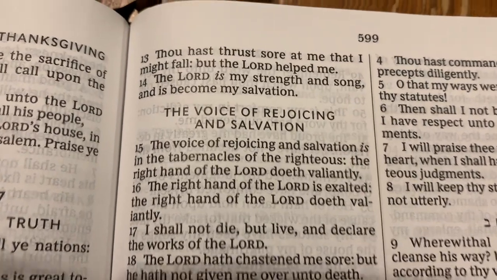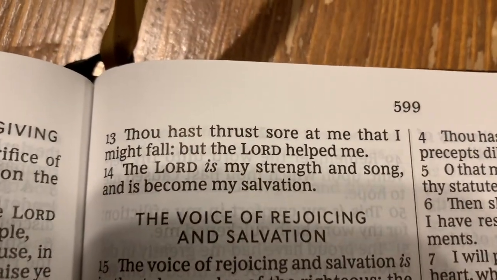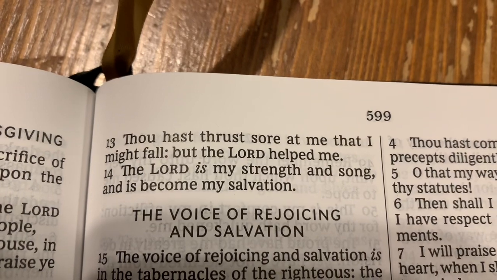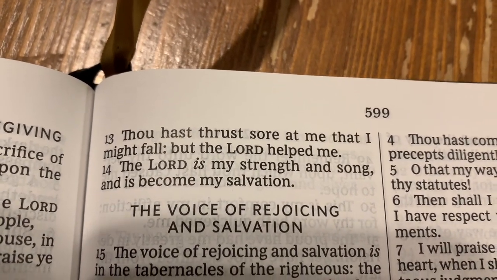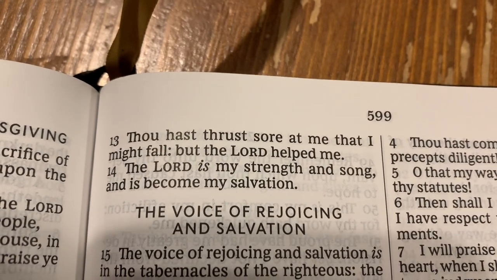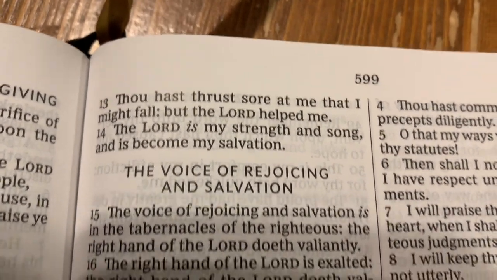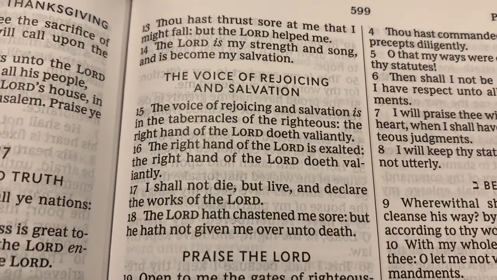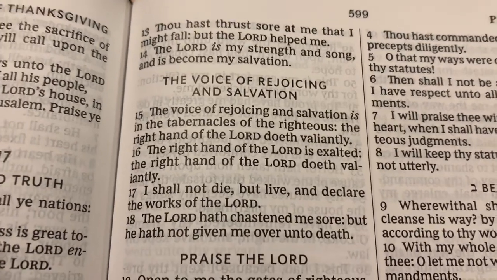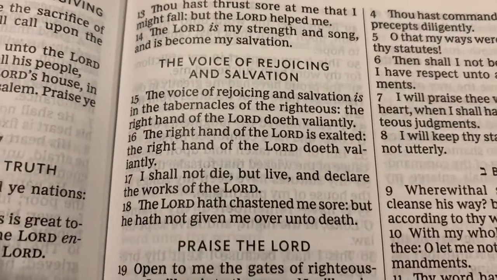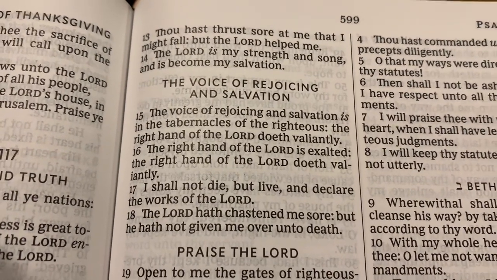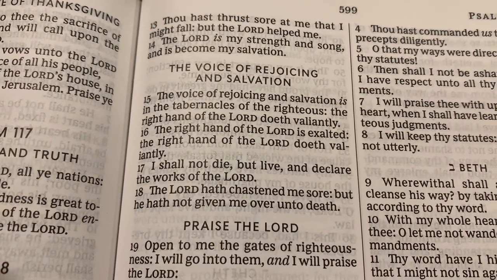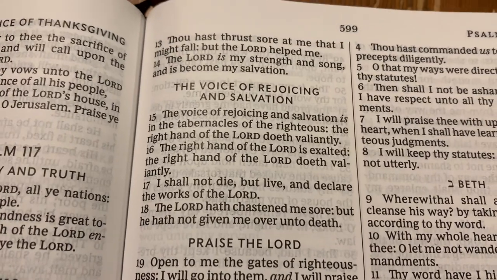Just kind of interesting. If you go back up to verse 13, thou hast thrust sore at me that I might fall, but the Lord helped me. The Lord is my strength and song, and is become my salvation. Which is very fascinating because shortly thereafter, a couple chapters later, man falls and gets kicked out of the Garden of Eden, which is very interesting.